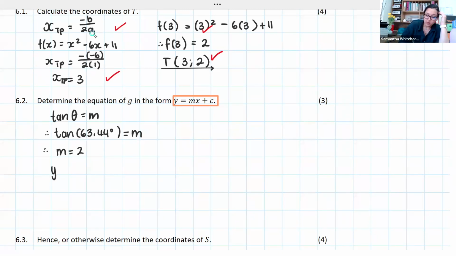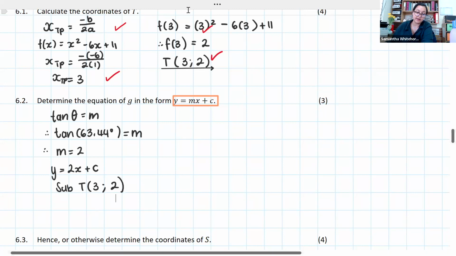So we now know that y is equal to 2x plus c. And because we know that t is on this line, we just sub in t. And we can solve for our remaining variable c. So I want you guys to do that for me. I want you to sub in t, and I want you to solve for c, and thereby give me the equation of that straight line.